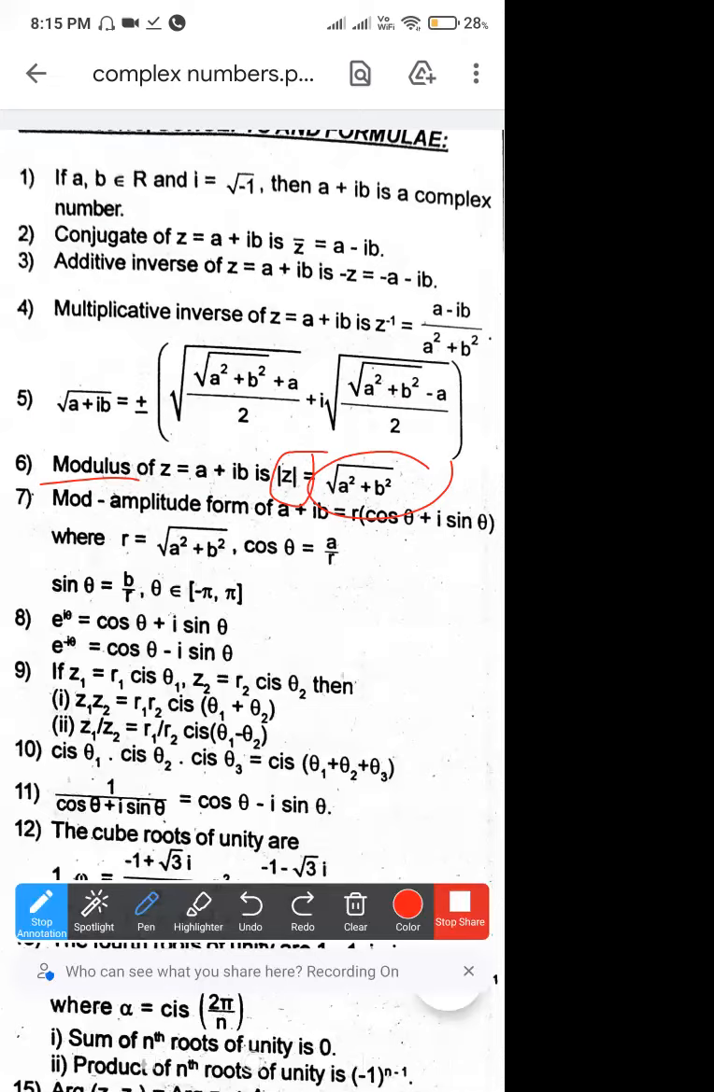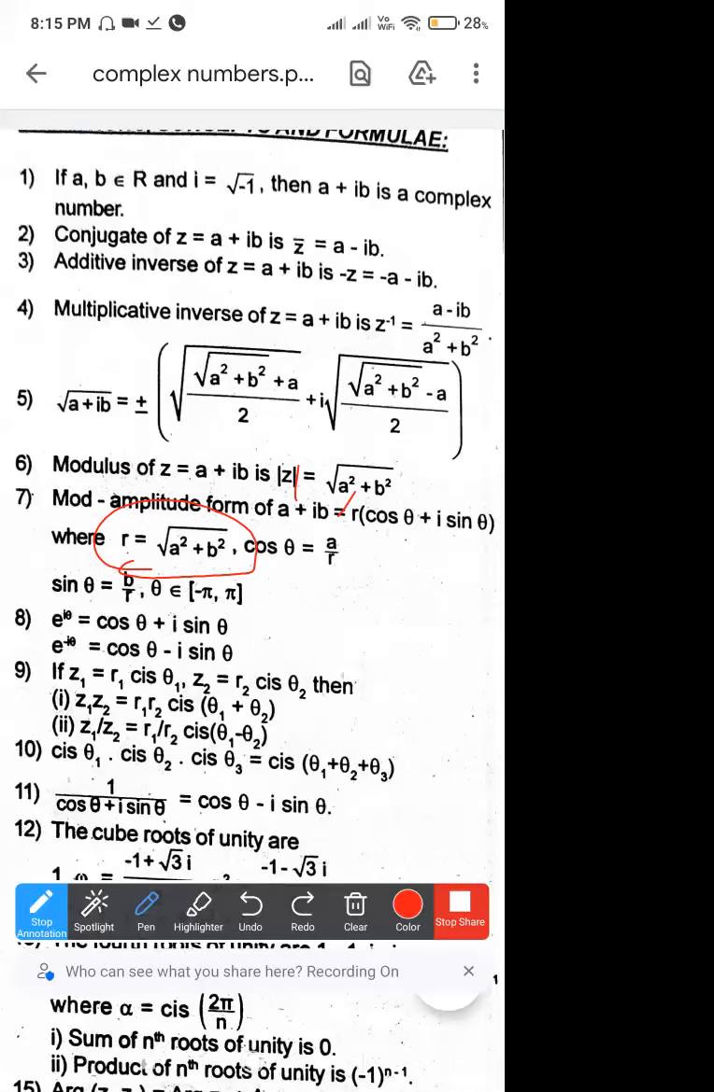Now, modulus amplitude form is r into cos theta plus i sin theta. a plus ib is equal to r into cos theta plus i sin theta. Now, how will we know what is r? The formula is r is equal to root of a square plus b square.